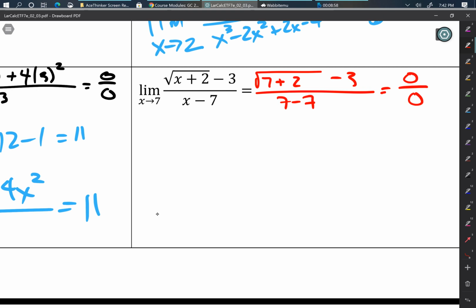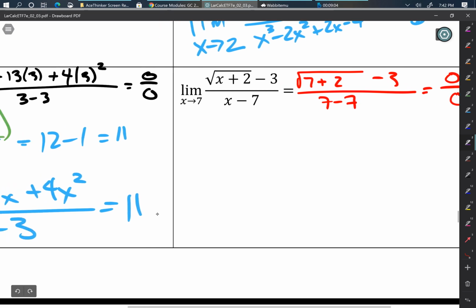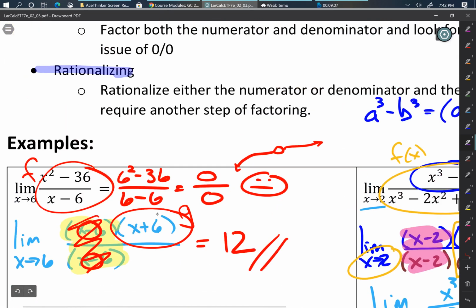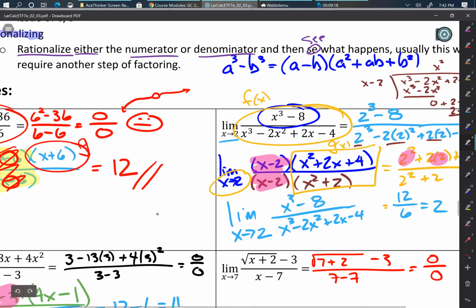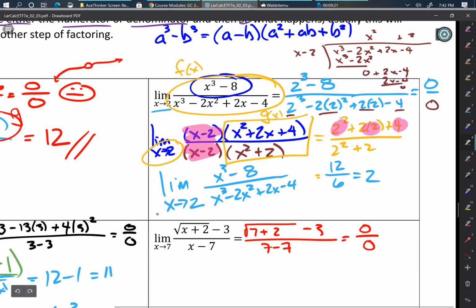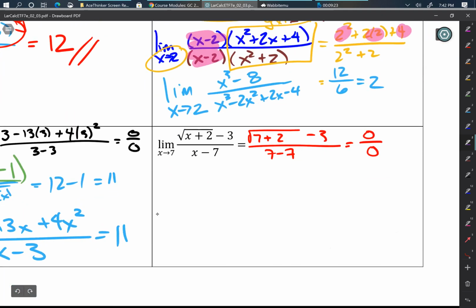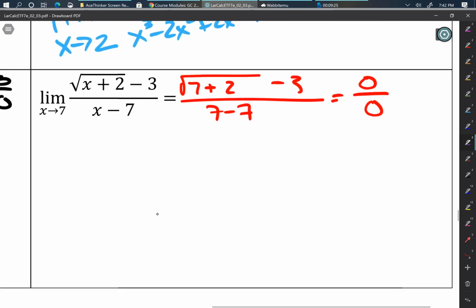This does not look like one that is factorable. So what we're going to have to do is use a different technique. Since there's a root in it, we're going to have to use the rationalizing technique. And the rationalizing technique says rationalize either the numerator or the denominator and then see what happens. This might require a little bit more factoring after we do the rationalization because sometimes these root ones can be ugly. Since the root is in the numerator, we will rationalize our numerator.